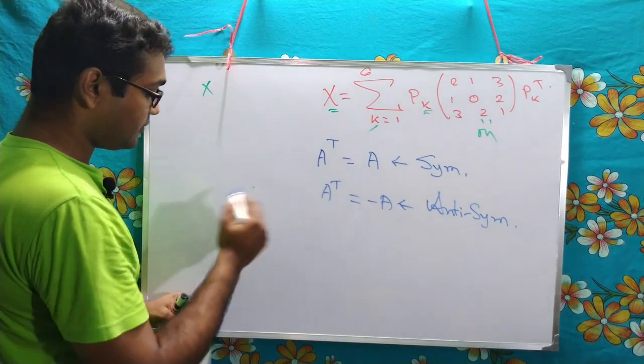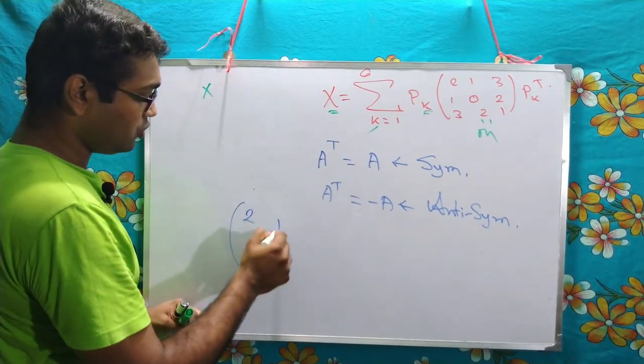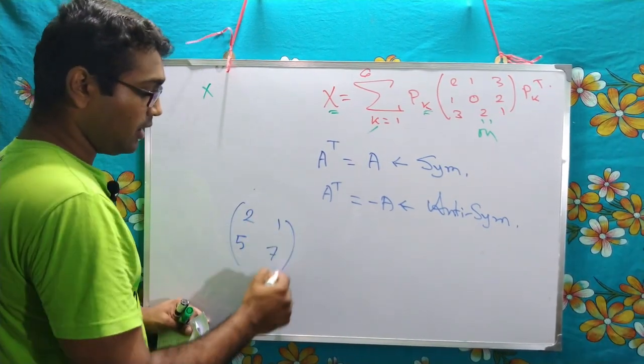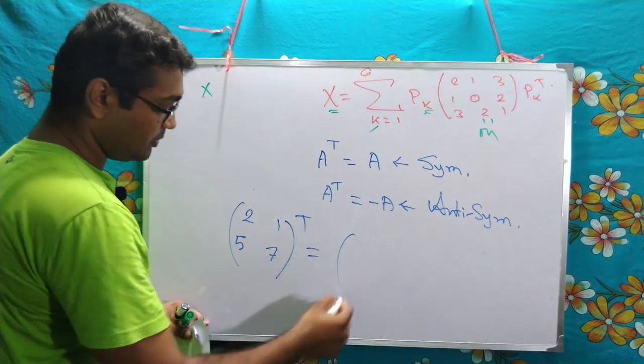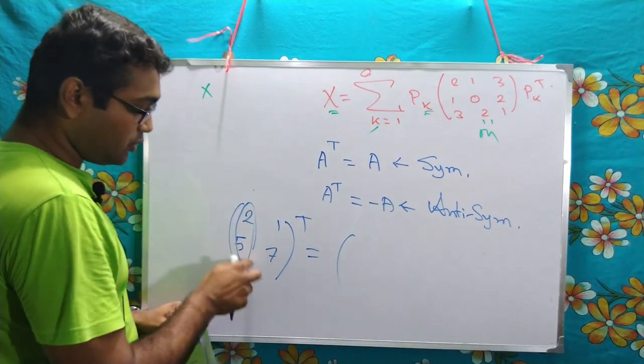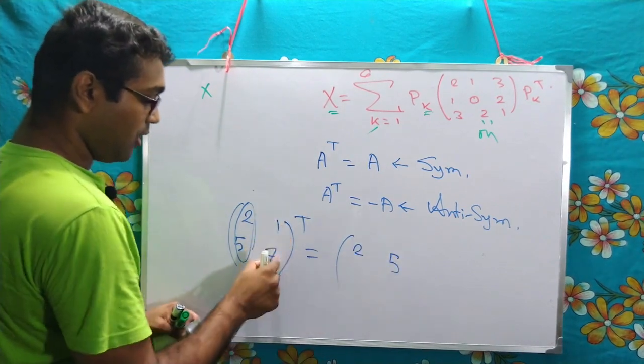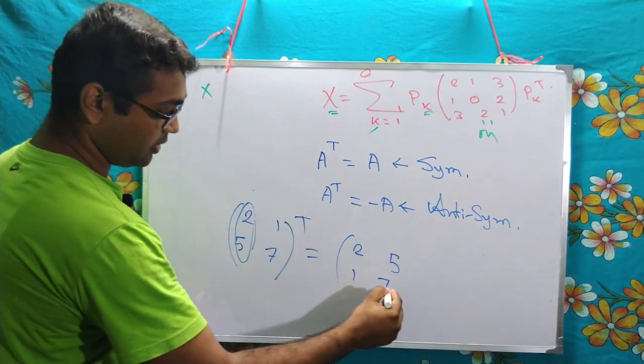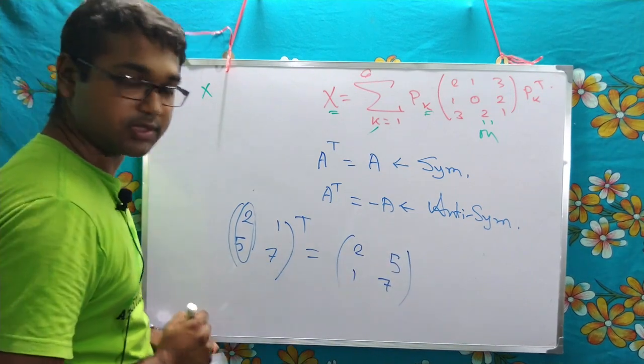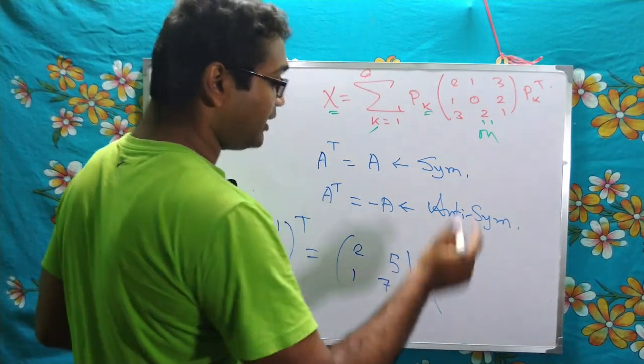Let me take a 2 cross 2 matrix: 2, 1, 5, 7. If I take its transpose, it will become 2, 5, 1, 7. Take 2, 5 from here and rotate it in this way, it will become 2, 5. Then 1, 7, rotate it once again. This will be the transpose. That is actually what I like to say.